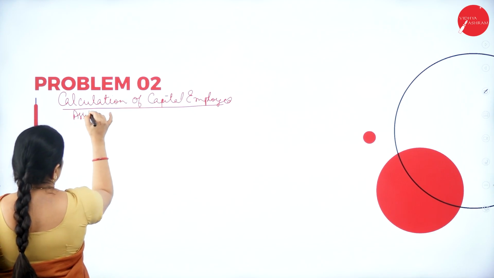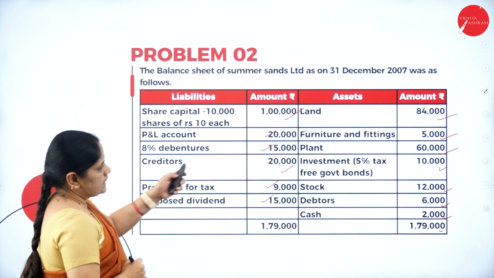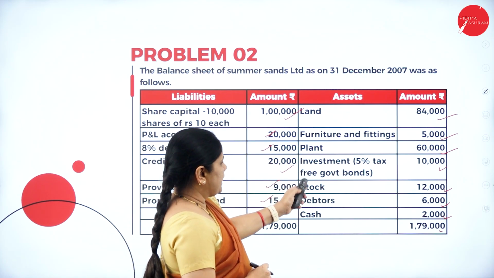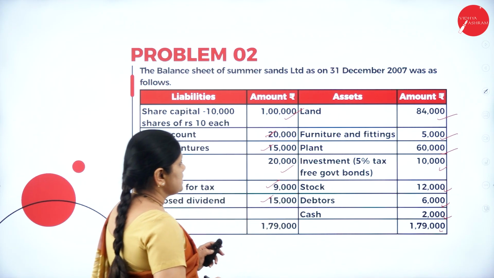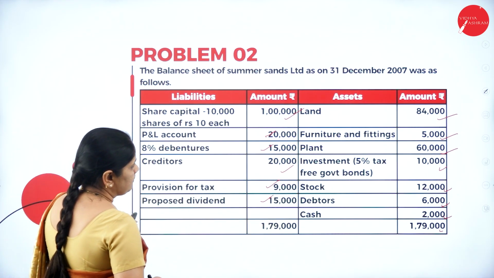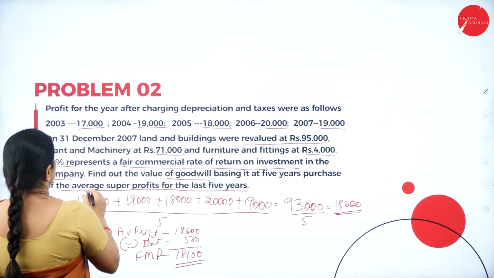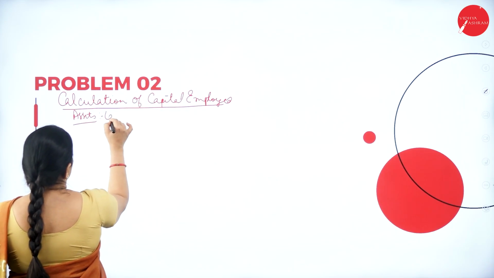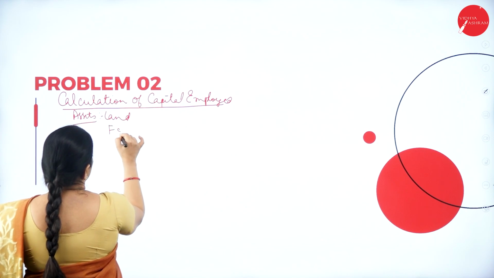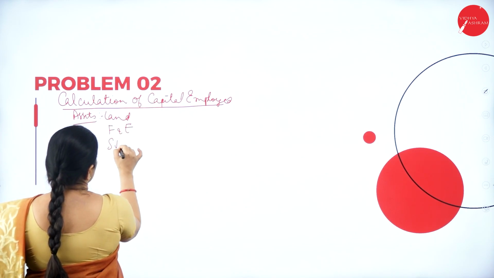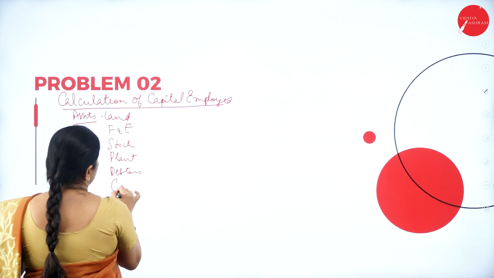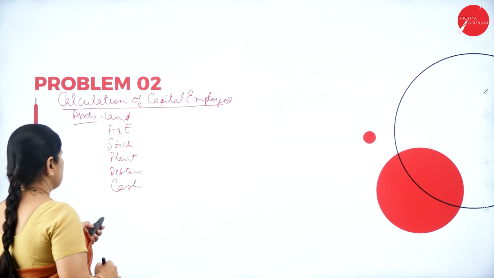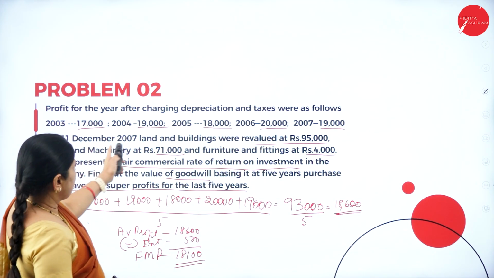All assets. So, what are the assets? Land, furniture, plant, stock, debtors and cash. So, we won't take investment into consideration. So, land, furniture, plant, stock, debtors, cash. Okay. So, what is the land value?